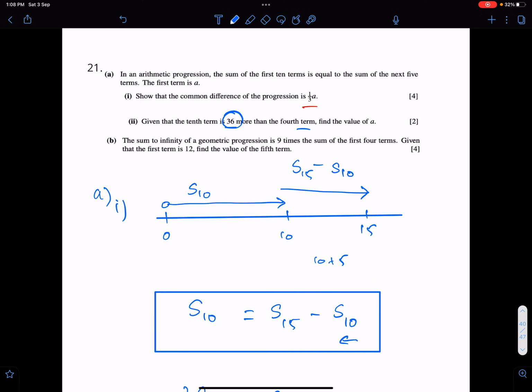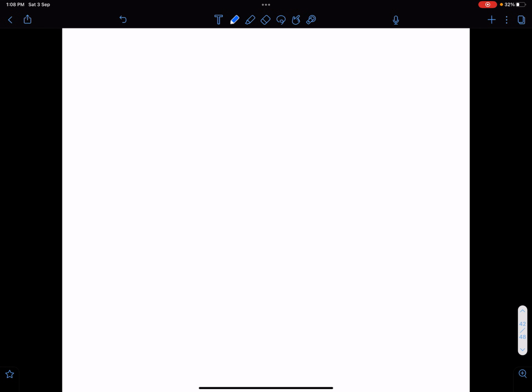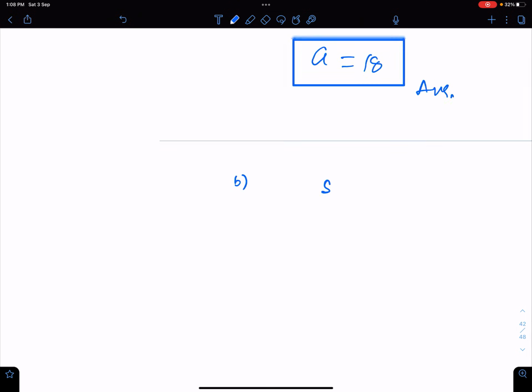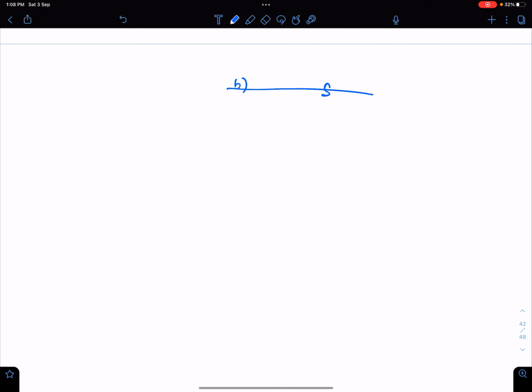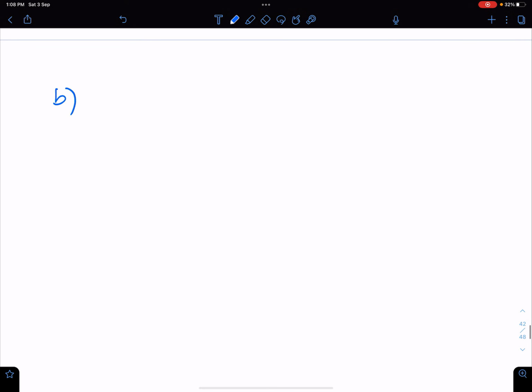Now the last part of this question. The sum to infinity of a GP is 9 times the sum of the first 4 terms. So this is very simple. Sum to infinity is 9 times the sum of the first 4 terms. Part B. The sum to infinity is 9 times the sum of the first 4.